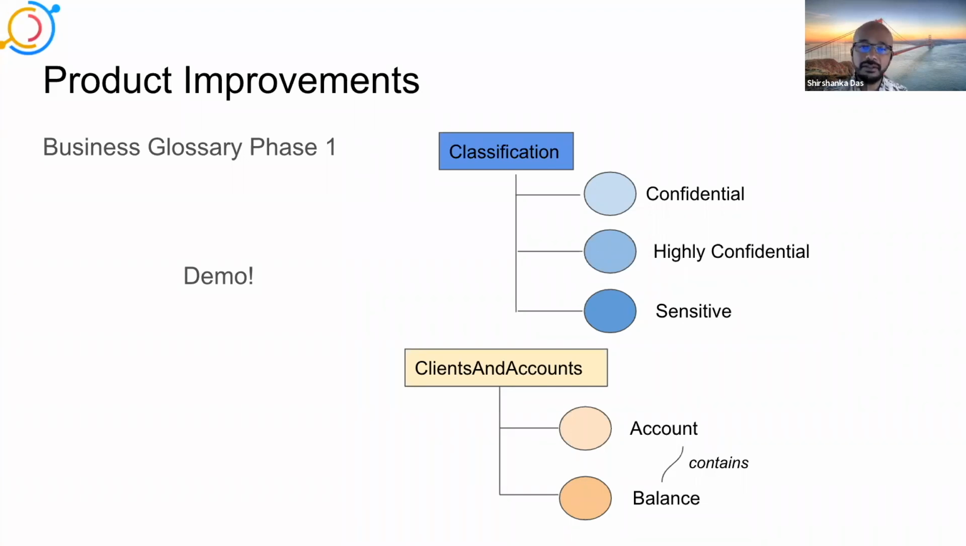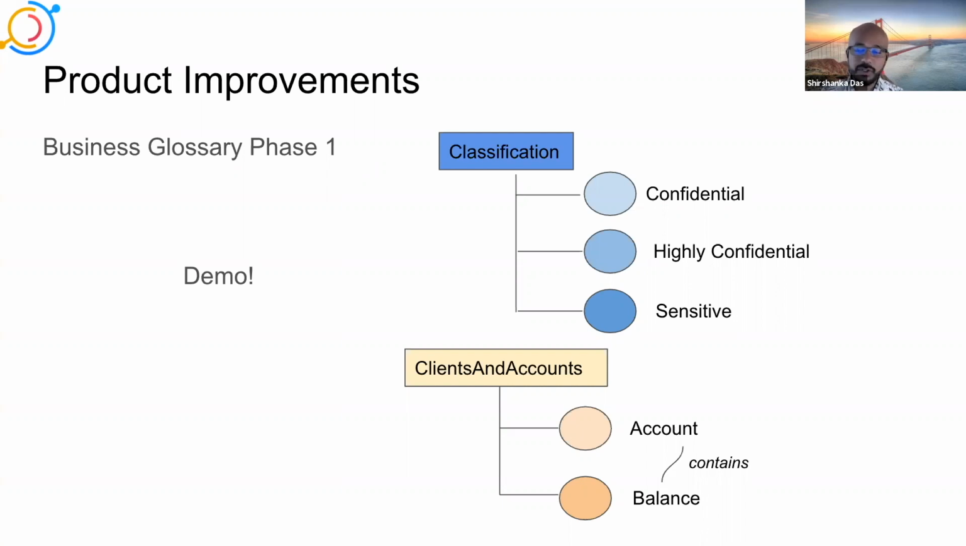Similarly, you can have another node called clients and accounts, and all client and account stuff lives under there, like an account. And an account can also contain a balance, which itself might be a term under the clients and accounts node. Now, similarly, you can also have relationships across these taxonomies. For example, a balance or an account might be confidential or might have highly confidential data. And so you can have a relationship between accounts as well as highly confidential terms.